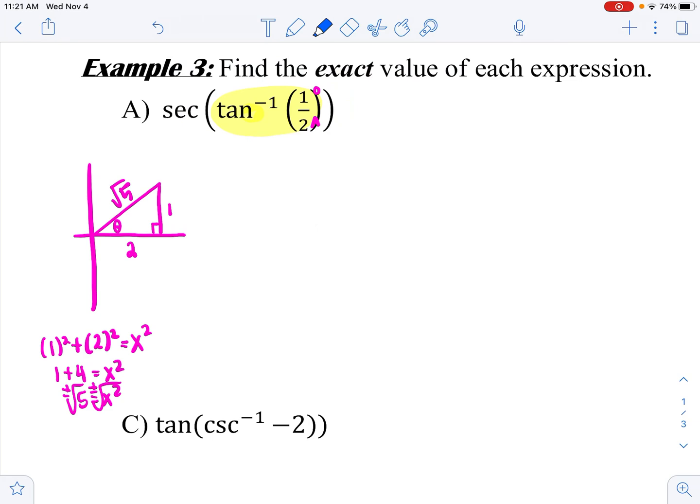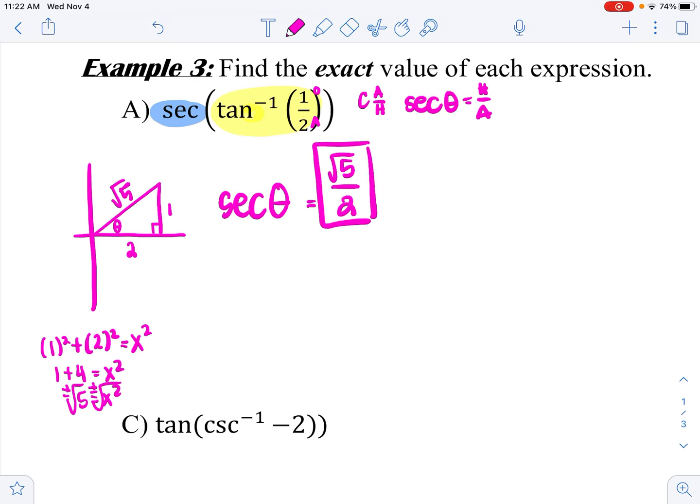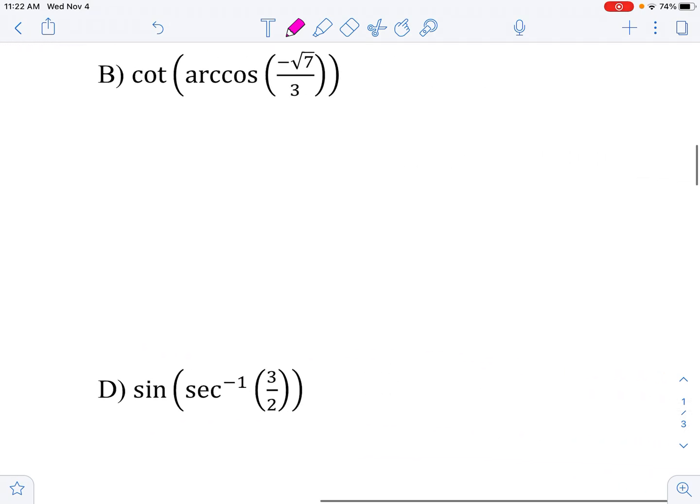You might be saying, I've done this before, but the good news is that this is actually way less work than finding the remaining trig functions. I only need secant. So I want to know what secant of theta is. Remember, secant is the reciprocal of cosine. Cosine is adjacent over hypotenuse. So secant is hypotenuse over adjacent. So I just need to put the hypotenuse, which is root 5, over the adjacent side, which is 2. And there's my answer. Root 5 over 2.